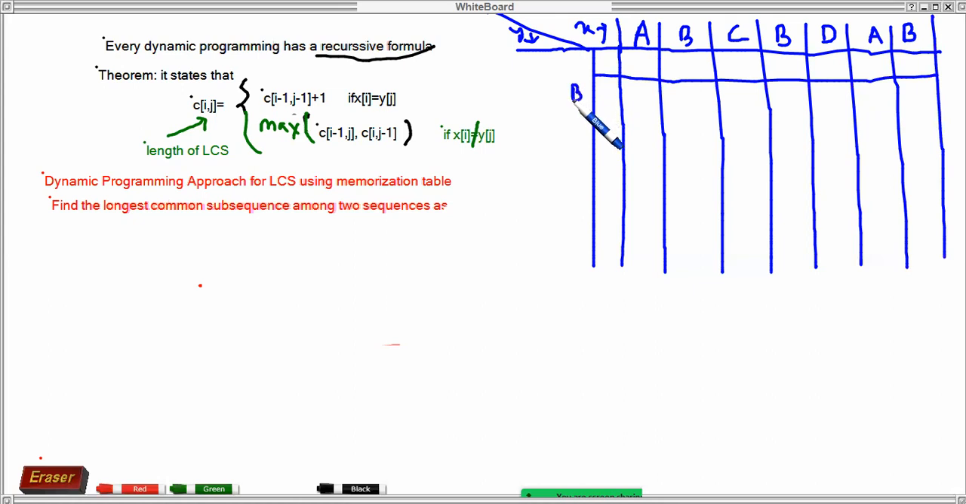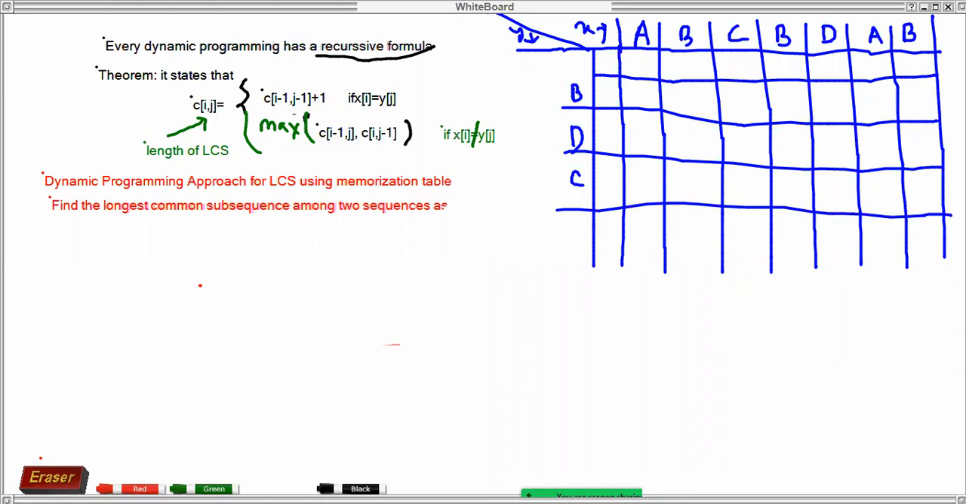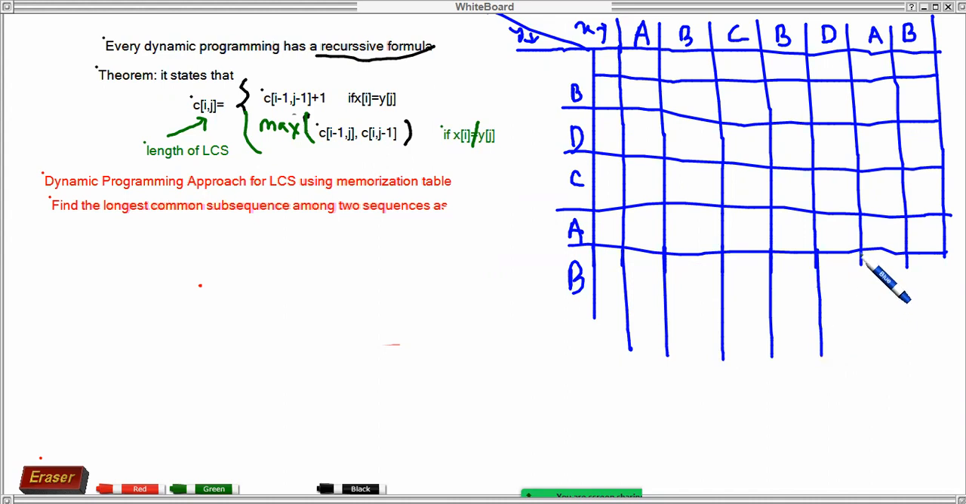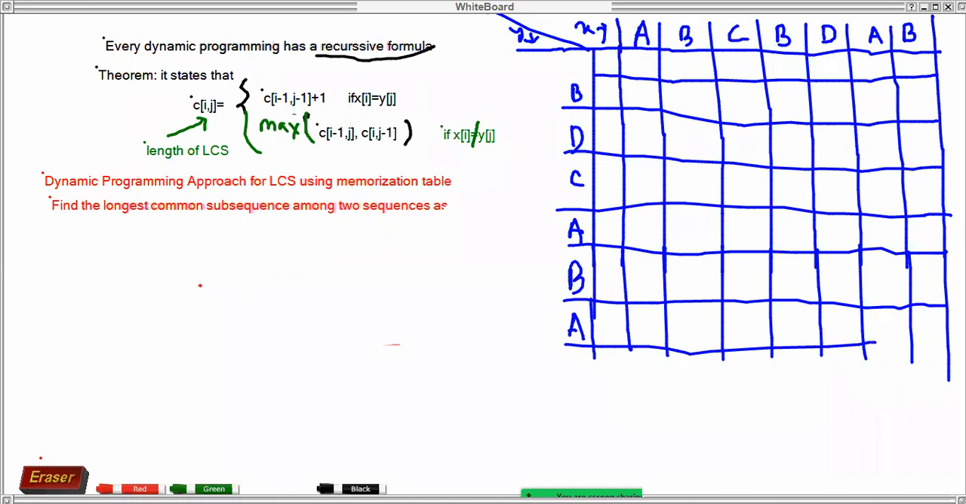Your B, here, this is your B, then I will get B, then we get C. Okay, BDC, BDC, then it is A, then you go for B. Next, last one is ABA. This is the complete term.